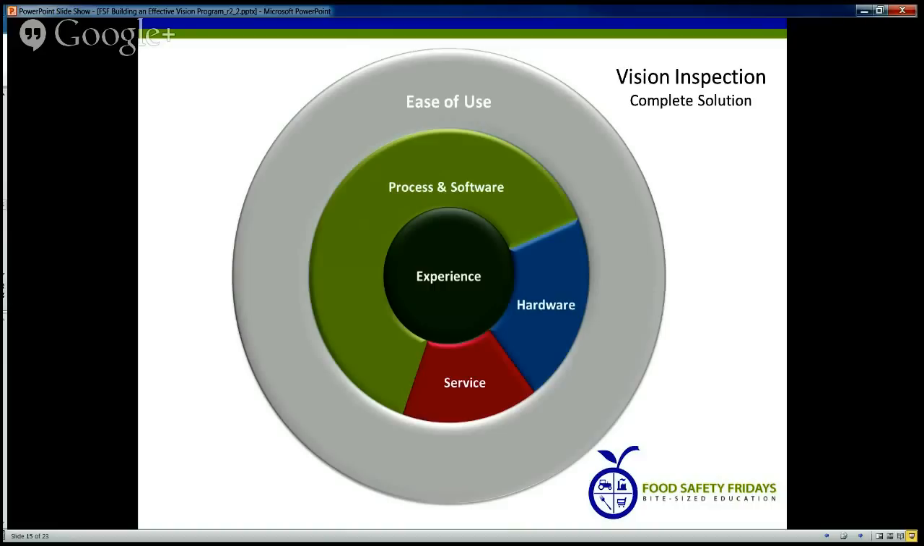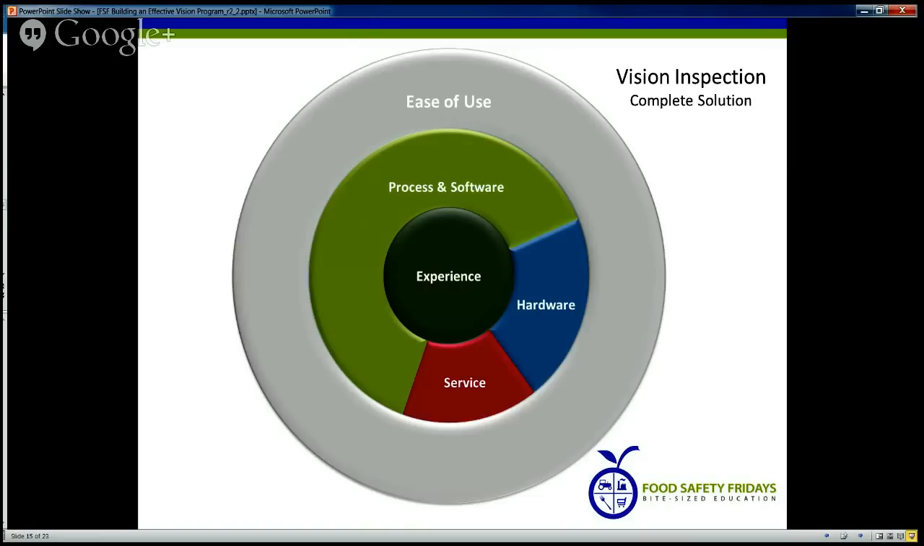If your line is typical to most food manufacturing lines in the world today, you're going to be doing changeovers on a regular basis. If you have a system that can easily be changed over, it's far more likely to be used correctly every time.